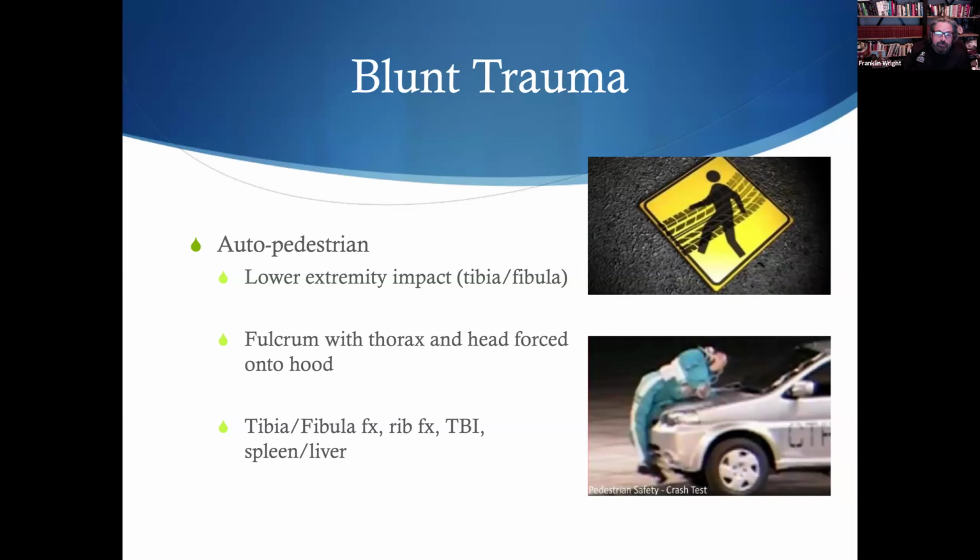Spleen and liver injuries are the most common of the big solid organs in the abdomen, and the most commonly injured intra-abdominal organs. We can certainly see bowel injuries and mesenteric bleeding and things like that, but the most common organs injured in blunt trauma are going to be spleen and liver.